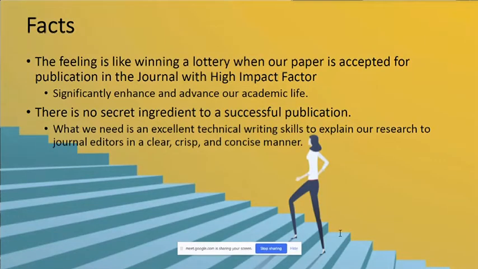When our paper is accepted for publication, especially in a journal with high impact factor, it feels great. Even certain universities provide incentive if you are able to publish in a high impact factor journal, because number one, it's very difficult. Number two, the time taken to publish in the journal could also be very long. And obviously, you have to start somewhere. Remember that. Don't aim so high to go straight to Q1.